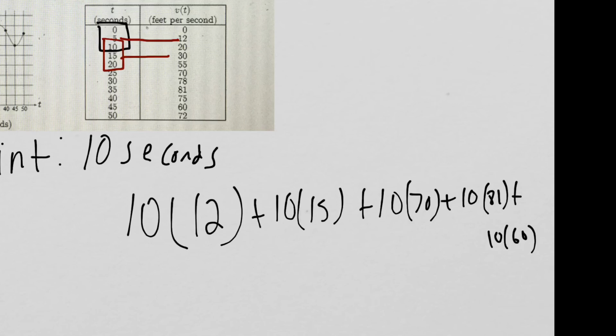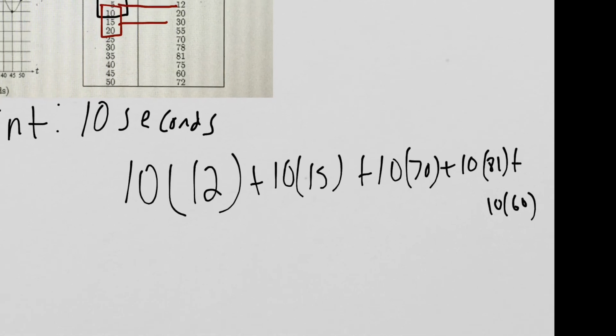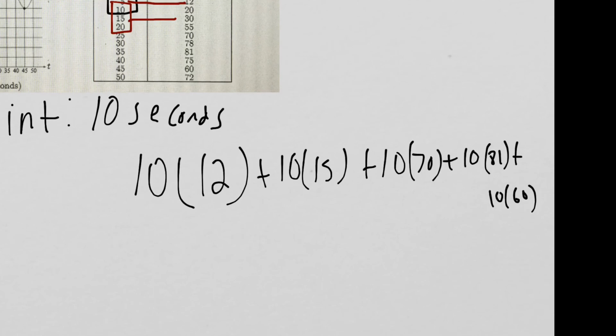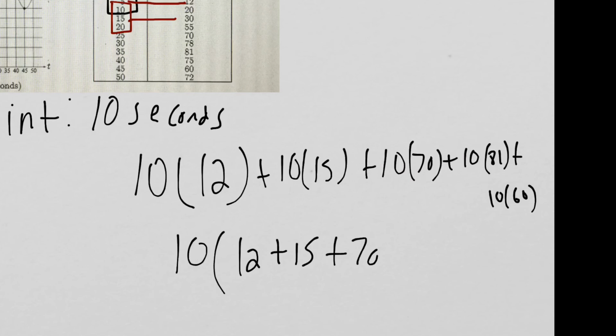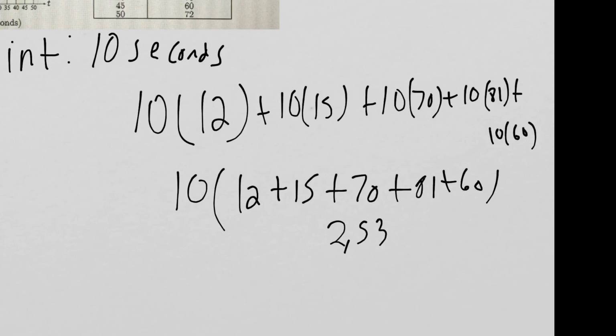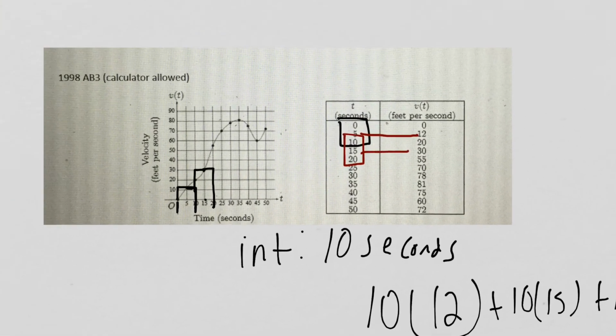This is a calculator allowed question, which means you can just type these in and figure out what you get. So if you were to type this in, you would get, well, actually, first what I want to point out, since our subintervals are equal length, all of our widths are the same, so we could more easily write this as just 10 times 12 plus 15 plus 70 plus 81 plus 60. Okay, and that's going to be 2,530 feet. Okay, that is our Riemann sum approximation.